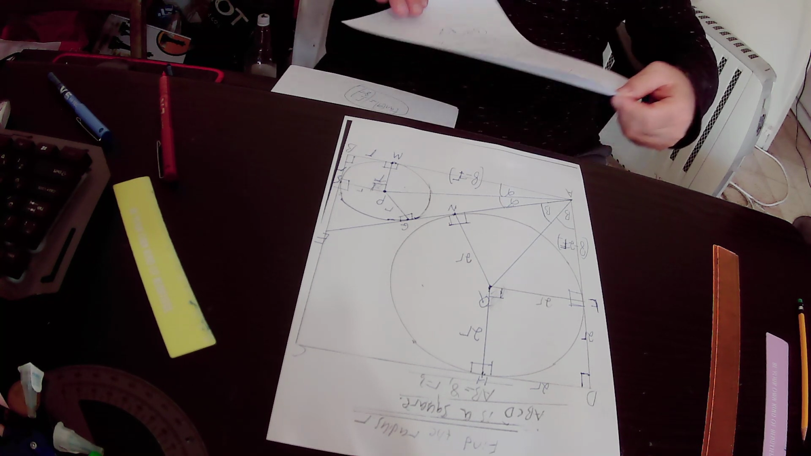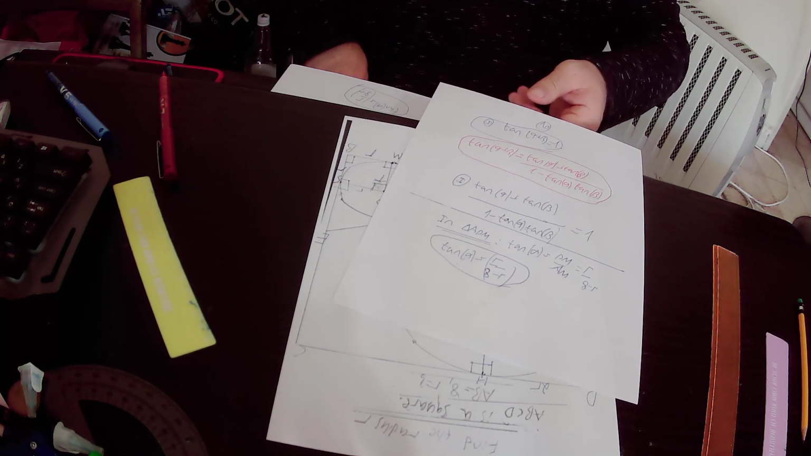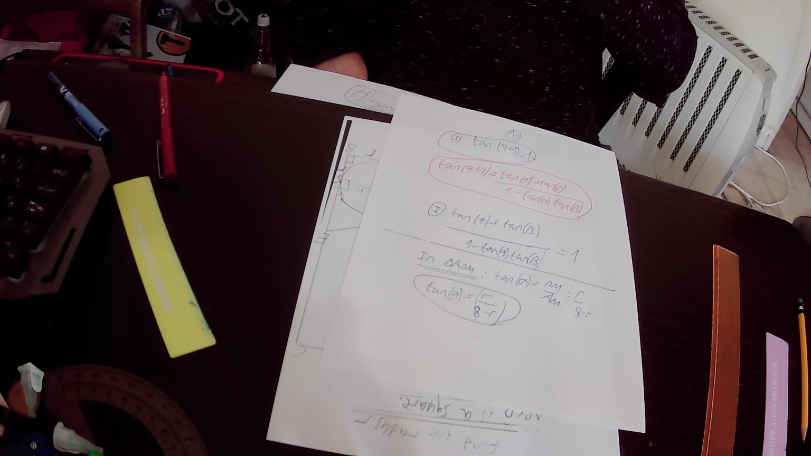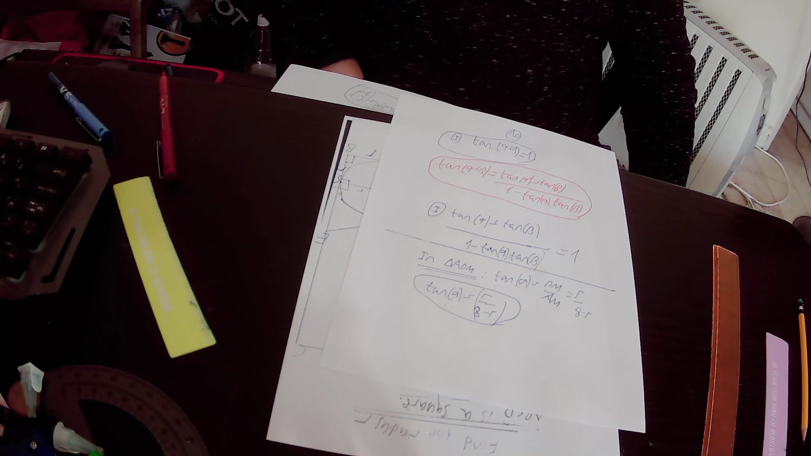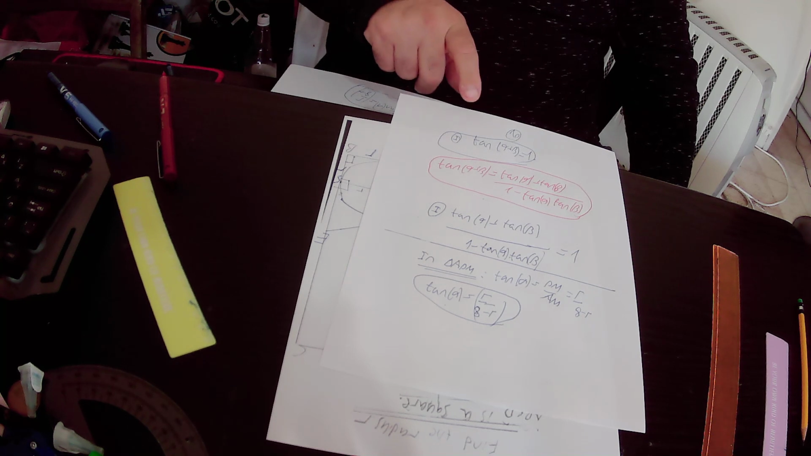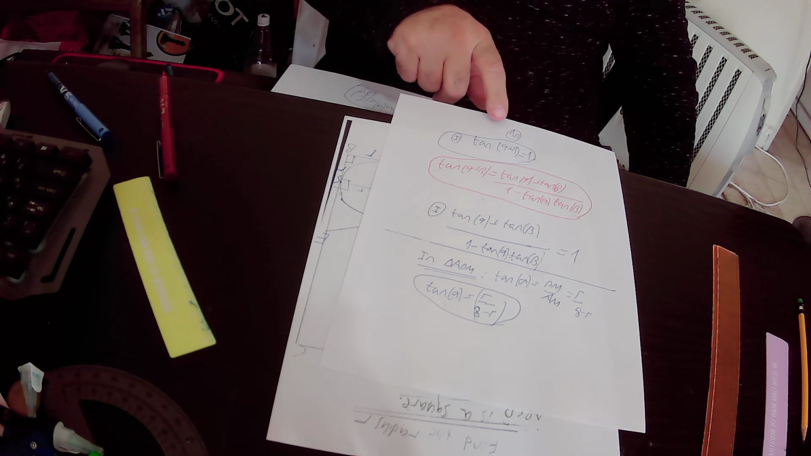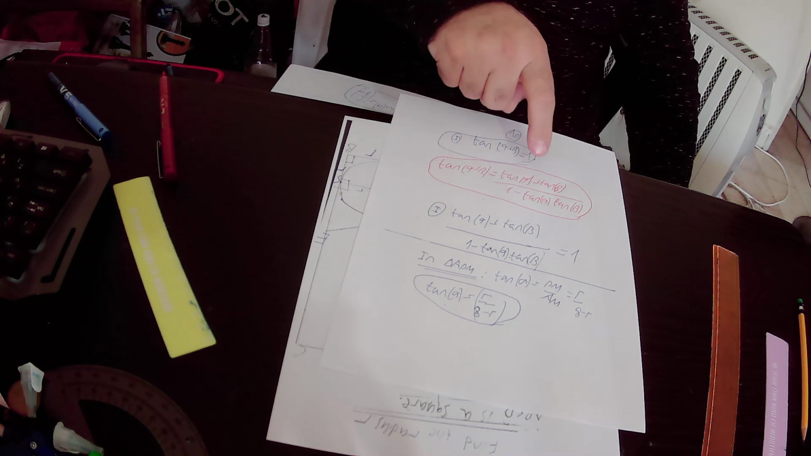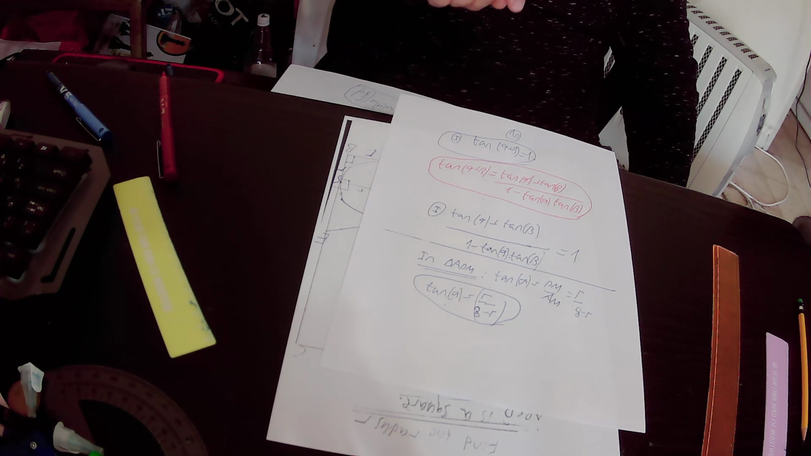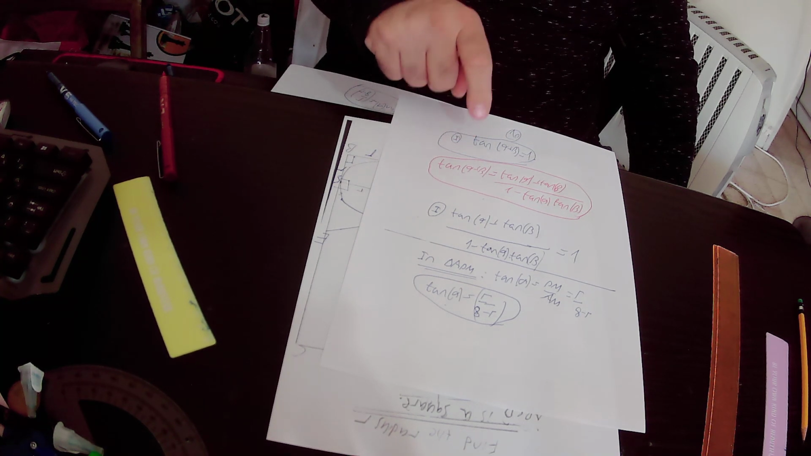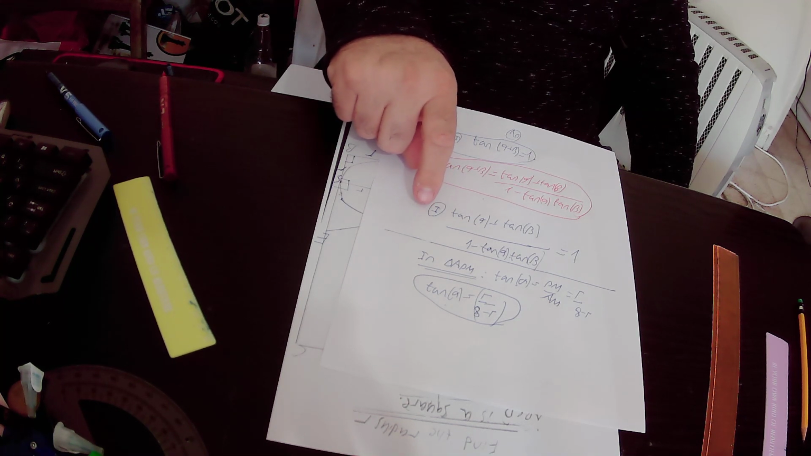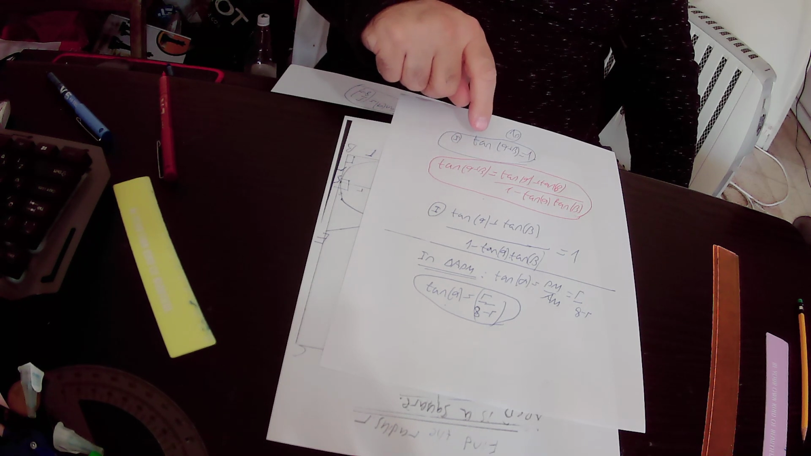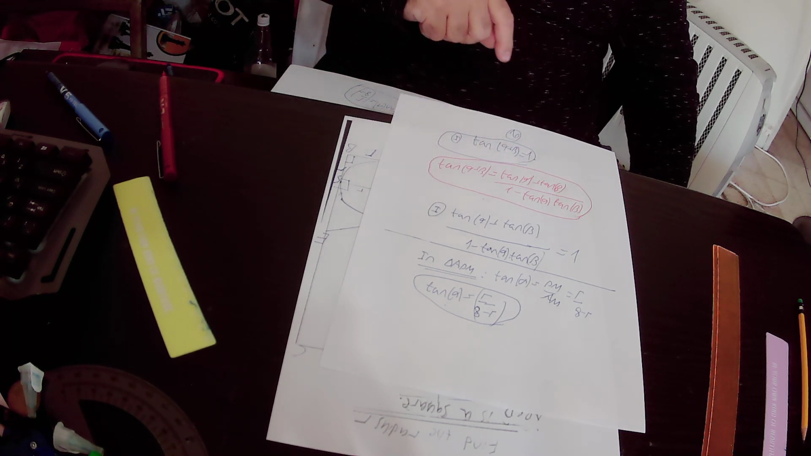We have a trigonometric identity for the value of tangens of alpha plus beta. So in equation number 1, we substituted tangens of alpha plus beta by this expression according to this trigonometric identity, and we got this equation.